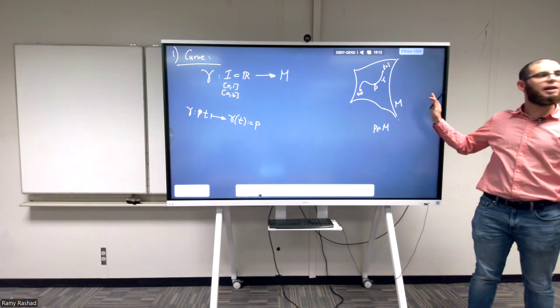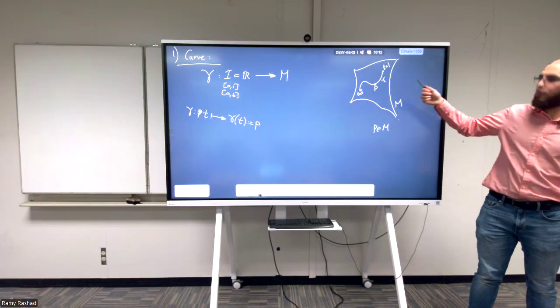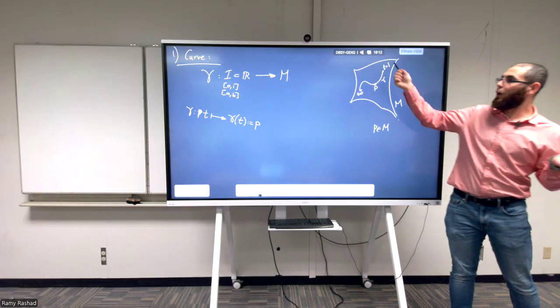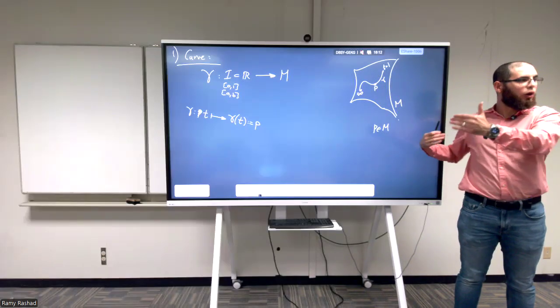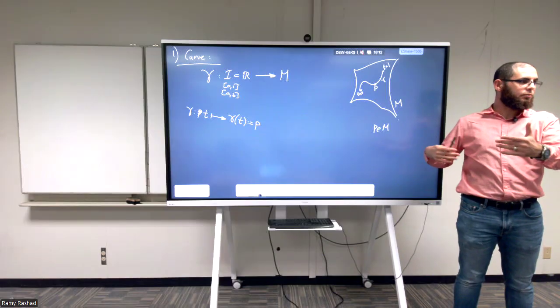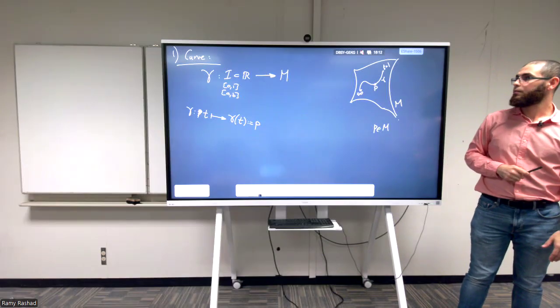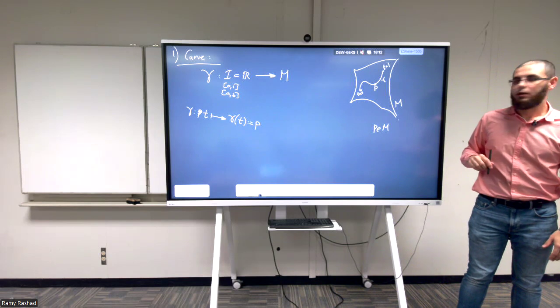Now the manifold, we give it everything. If you want to talk about the smoothness and the continuity of this curve, this is where you need all of the topology and everything we gave to it. This is where you need this structure. So that's the first thing.